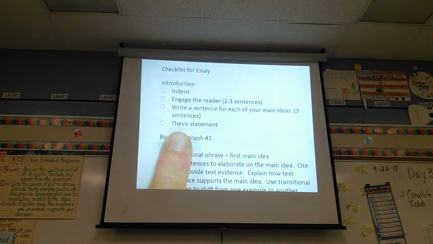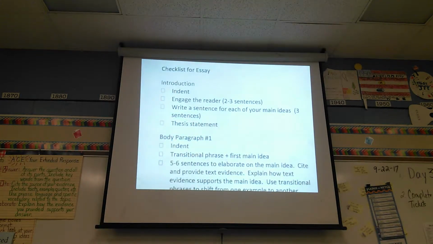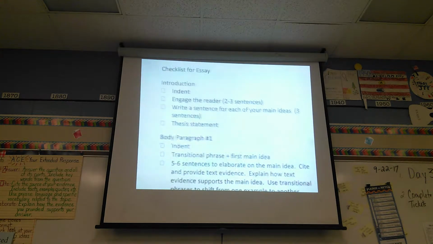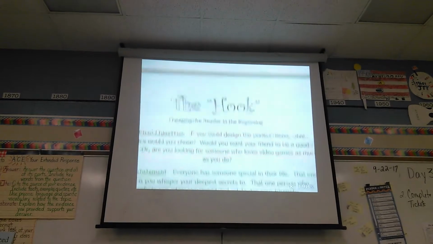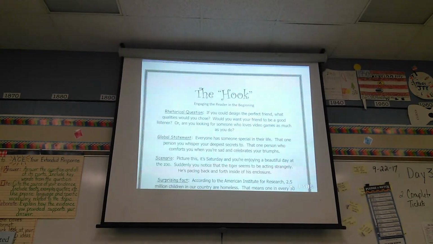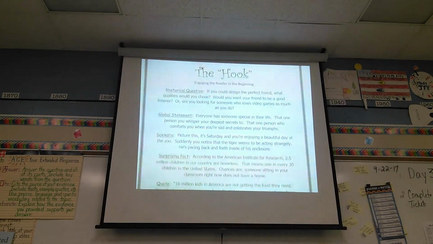Okay? If we use the sample essay as a pattern to follow, a structure to understand and imitate, we will be able to write a very effective introduction. Okay? I want to begin by having you take a look at this paper that you have in the reference section of your binder. It's entitled The Hook.